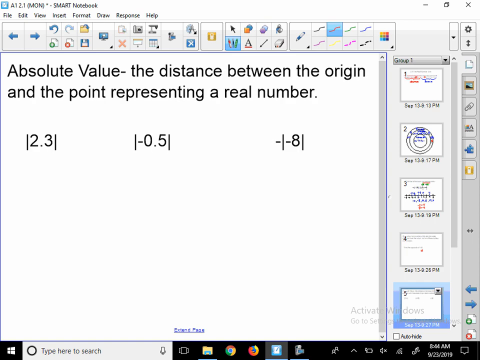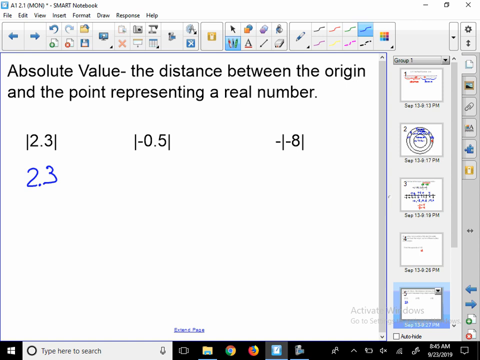Absolute value is very closely related to that. You guys have seen absolute value before. Hopefully you remember that absolute value turns everything positive, because all we're asking is how far away from 0 is the number inside those absolute value bars. So if I look at the absolute value of 2.3, how far away from 0 is 2.3? Well, it's 2.3. Get that decimal in there. So again, turns everything positive.